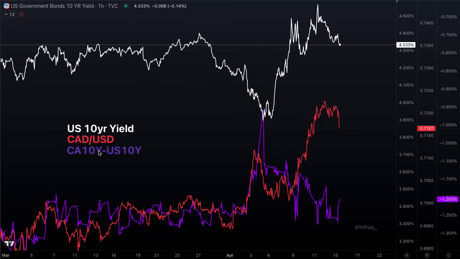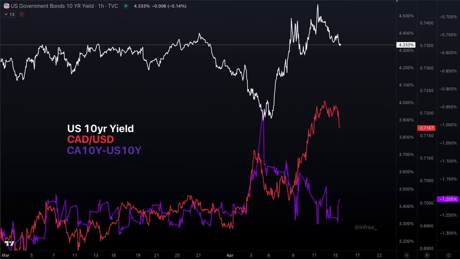And then in purple, we see the interest rate differential, which is the Canadian 10-year yield minus the US 10-year yield. And again, just real simply, when the Canadian 10-year yield is higher, you would expect capital to flow into Canada. So when this line goes up, you would expect money to flow into the Canadian dollar, pushing it higher. And we can see that kind of correlation here. Obviously, this is not a perfect one-to-one correlation, but hopefully you can see it's pretty close.